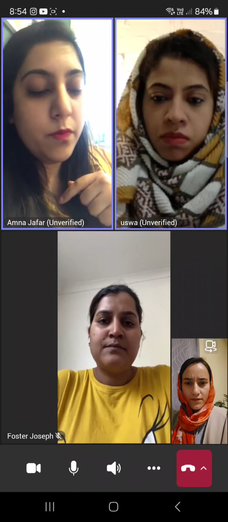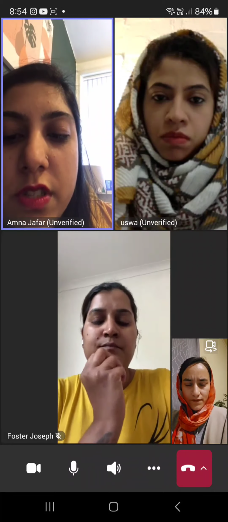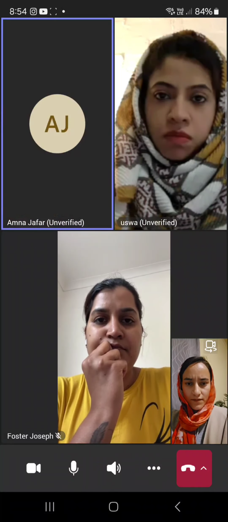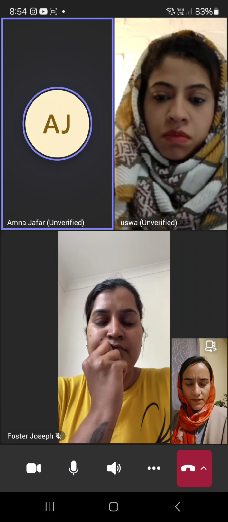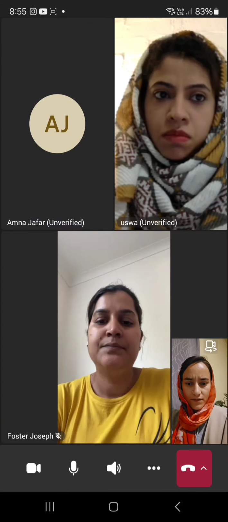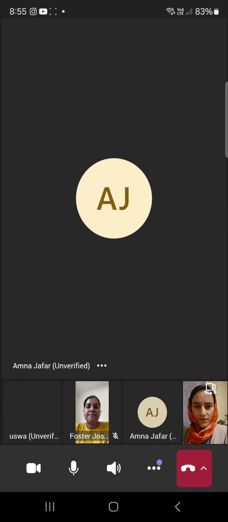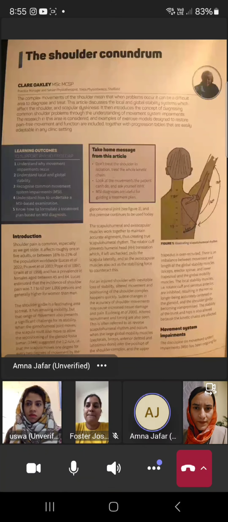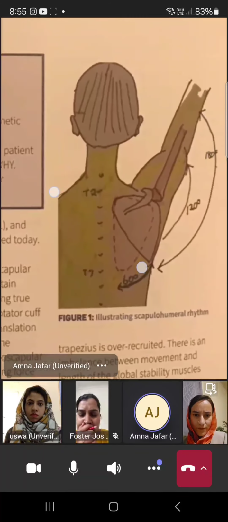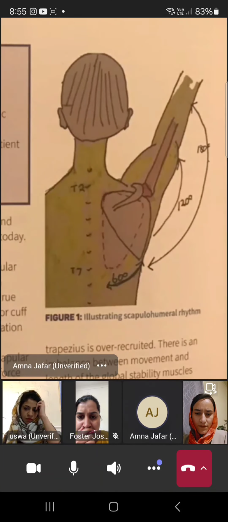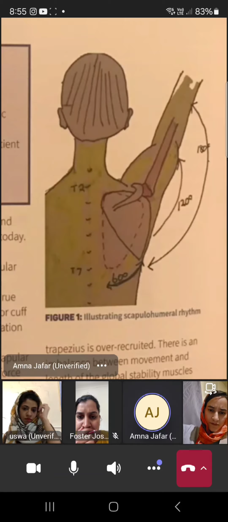That the scapula moves 1 degree for every 2 degrees of movement by the glenohumeral joint. Let me again share the screen. Yeah, okay. So you can see from figure one, and obviously when we practically do it, or you can just do it yourself right now, move your shoulders and you'll feel this 1 to 2 rule.